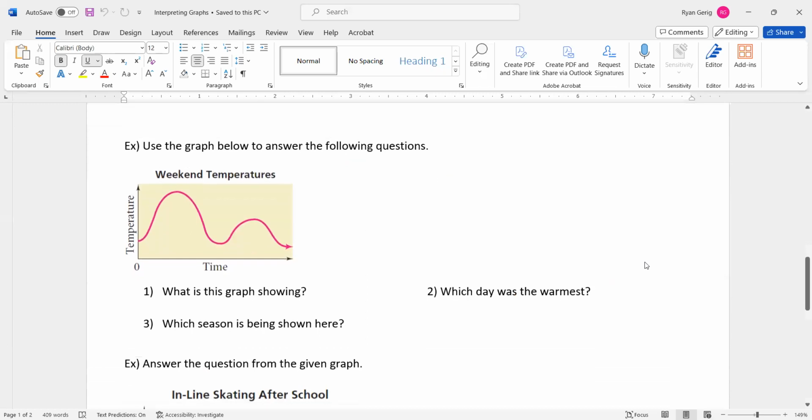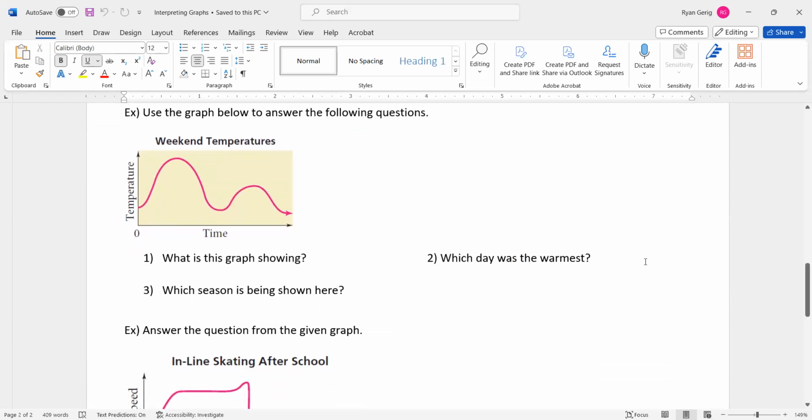All right, another example. This one does not have speed or distance or altitude. It's a different label for y.